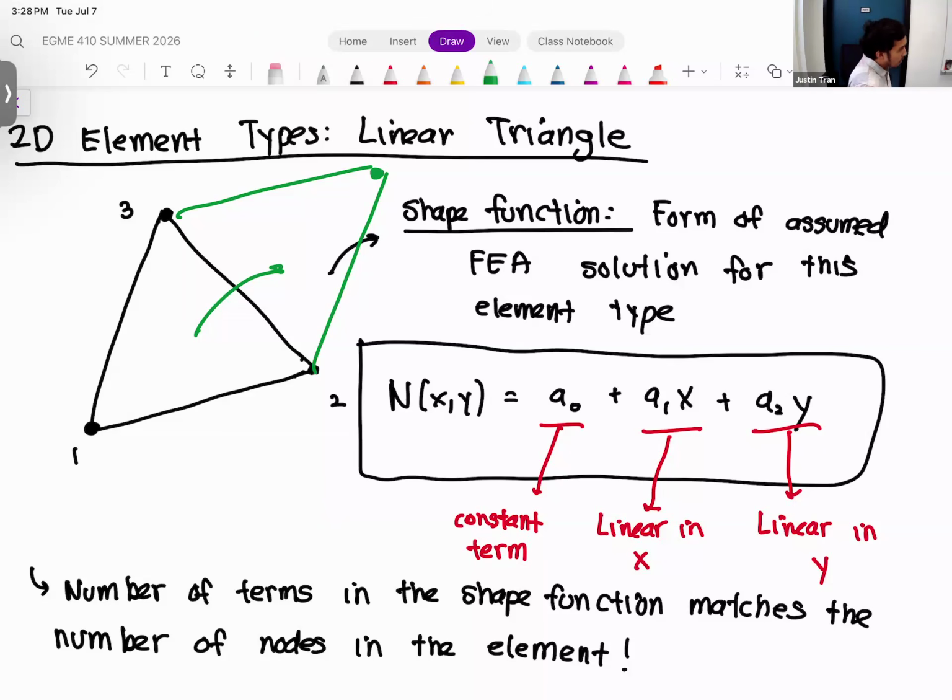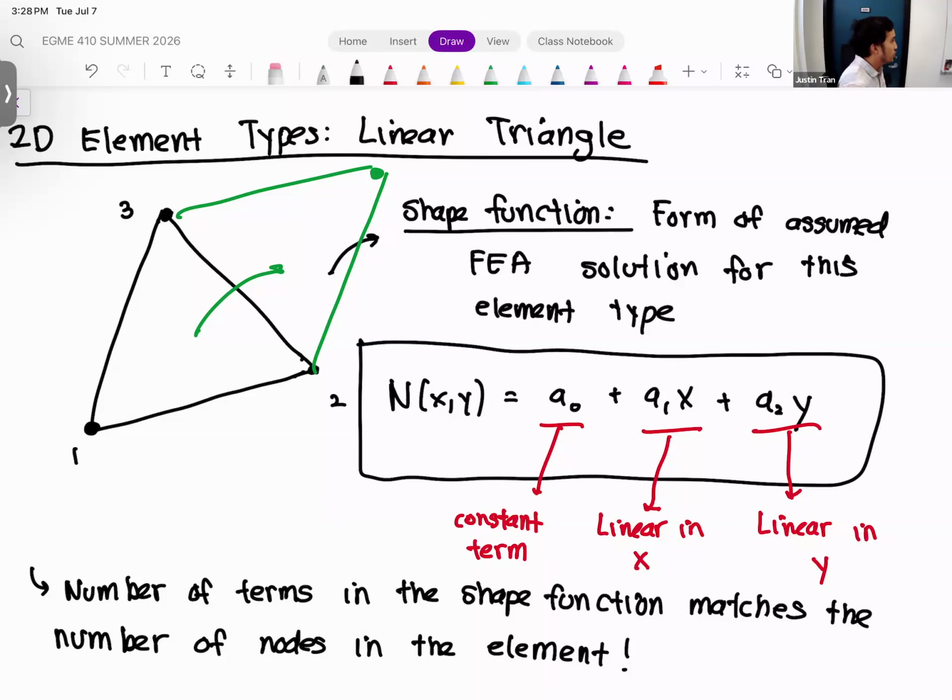And so part of the way that we make sure that happens is by making sure that the solutions at all the nodes match from one element to the next. For every element, we essentially enforce matching solutions at the nodes in between elements. That way, when you go from one element to the next, you have a nice, smooth, continuous solution. And to do that, your shape function needs to have the same number of terms as the number of nodes in your element.